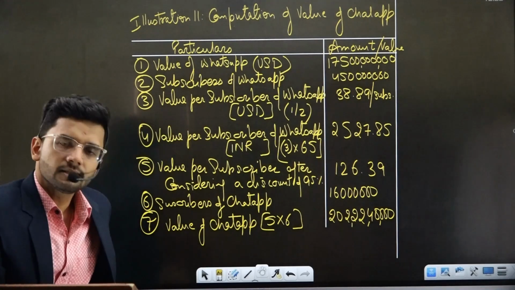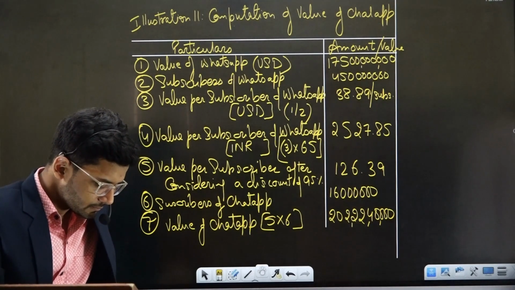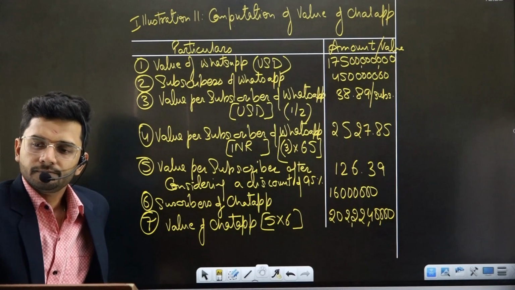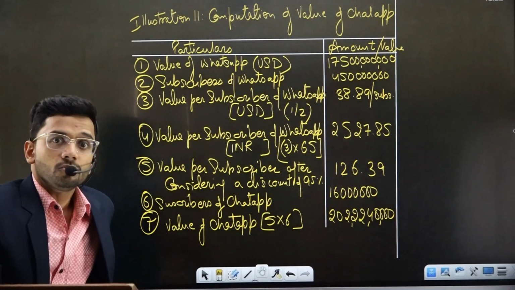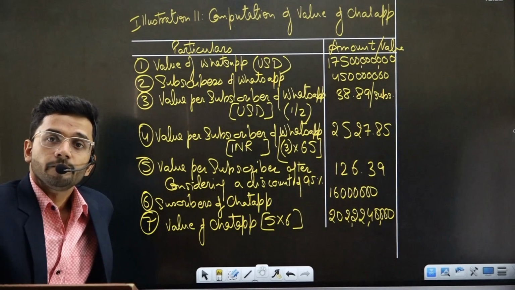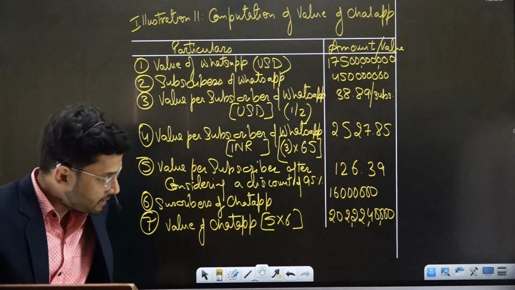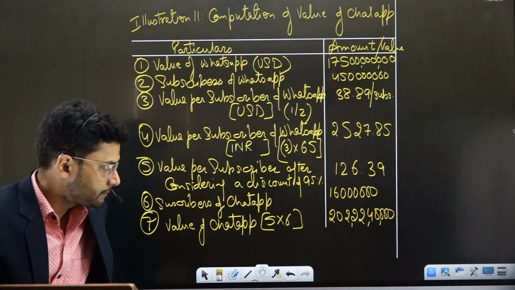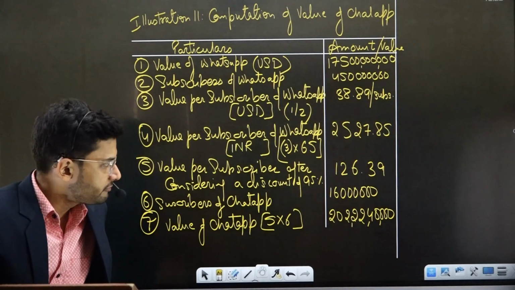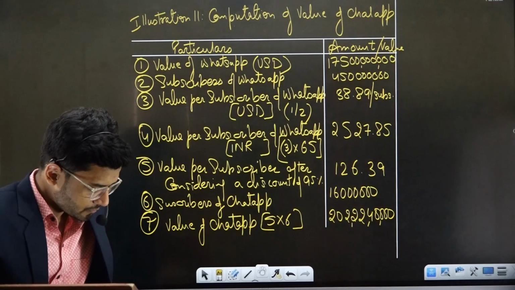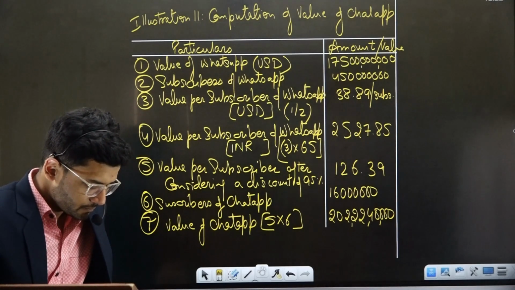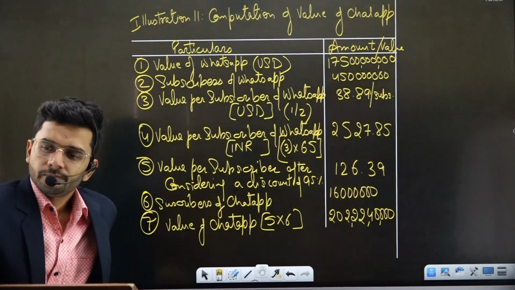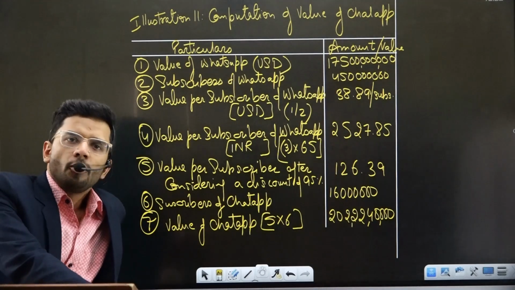So let's conclude. Hence, the value of chat app may be computed as rupees 20224 with 4 zeros. That is the value of chat app. Or it can in short be written as 202.22 crores.